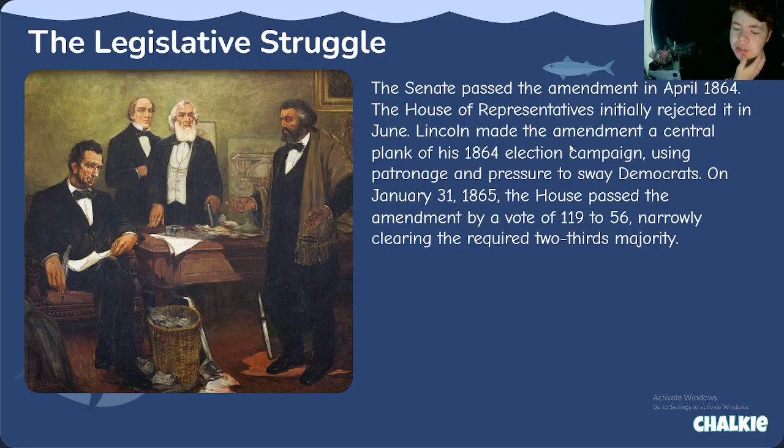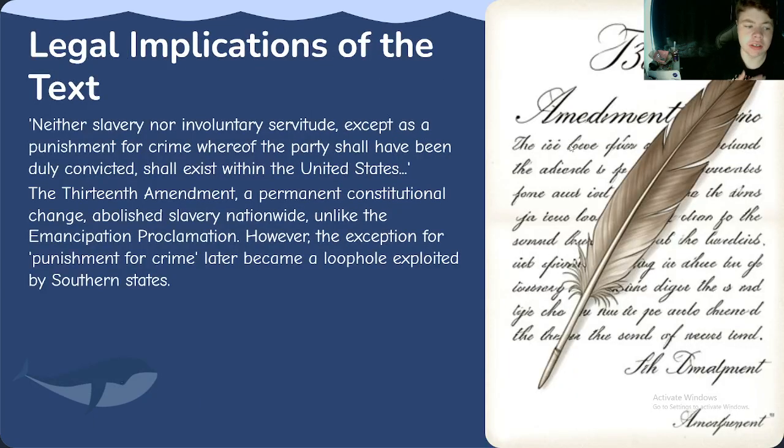On January 31st, it was passed in the House by a vote of 119 to 56. So it only narrowly cleared the 2/3 majority that it needed. What it said was: neither slavery nor involuntary servitude, except as a punishment for crime whereof the party shall have been duly convicted, shall exist within the United States. So it clearly abolishes slavery nationwide, except the Emancipation Proclamation, which essentially says that everyone's free. But again, it has a loophole built within, without being a punishment for crime. So obviously that's going to be exploited.